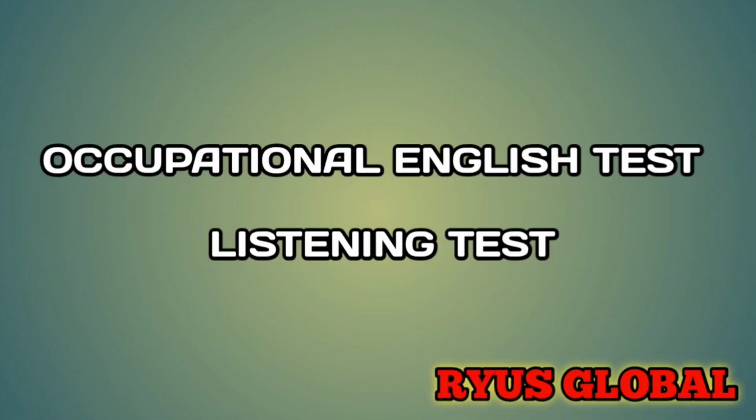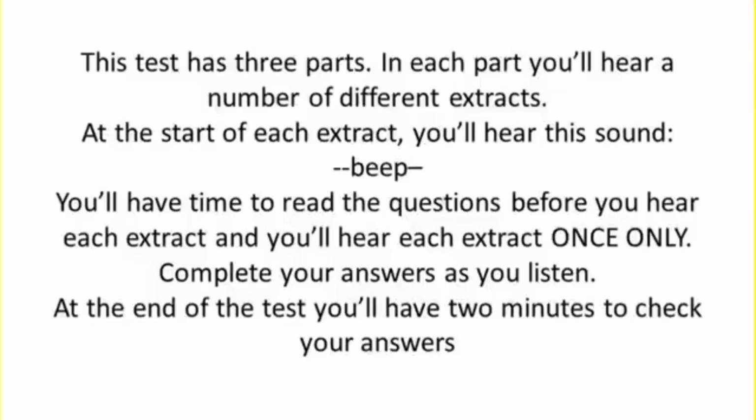Occupational English test. Listening test. This test has 3 parts. In each part, you'll hear a number of different extracts. At the start of each extract, you'll hear this sound. You'll have time to read the questions before you hear each extract, and you'll hear each extract once only. Complete your answers as you listen. At the end of the test, you'll have 2 minutes to check your answers.